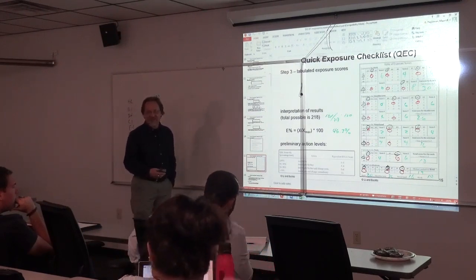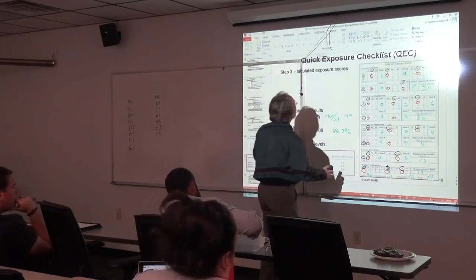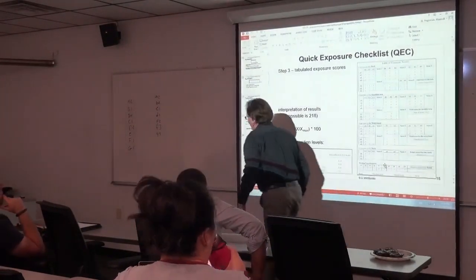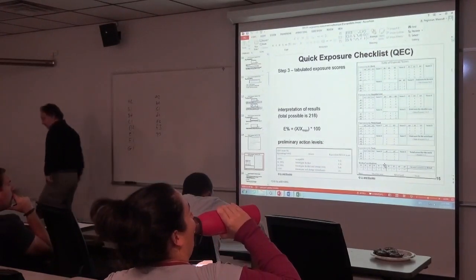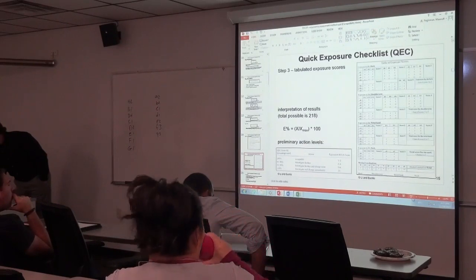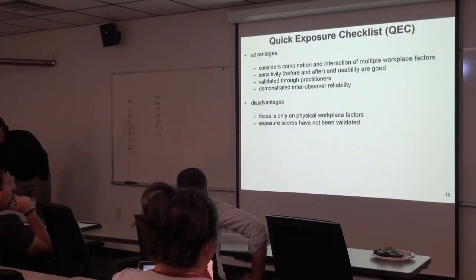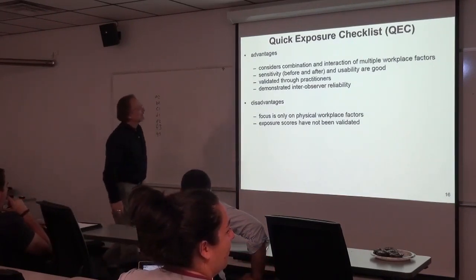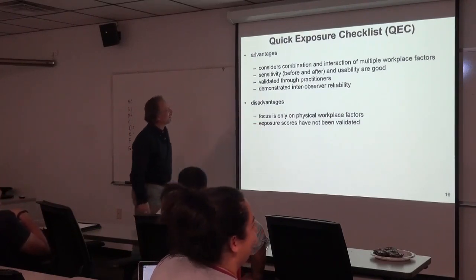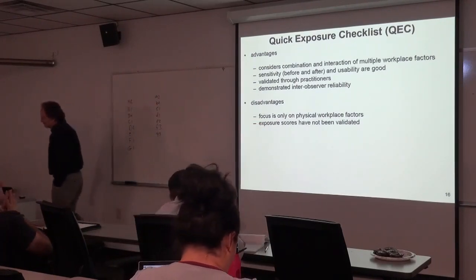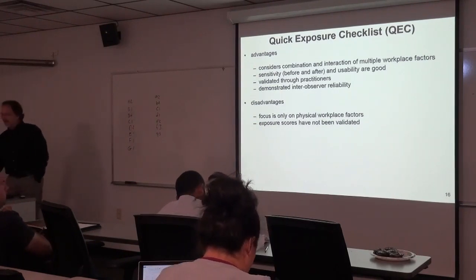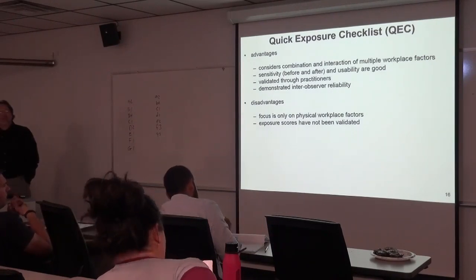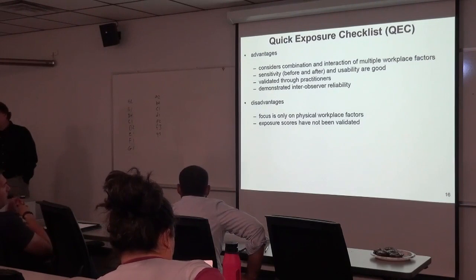Quick exposure checklist. That's this part. That's the big one, not validated. It's pretty usable, pretty good sensitivity for detecting changes when they're actually there. It has sort of a base validity validation, but it hasn't been formally validated.